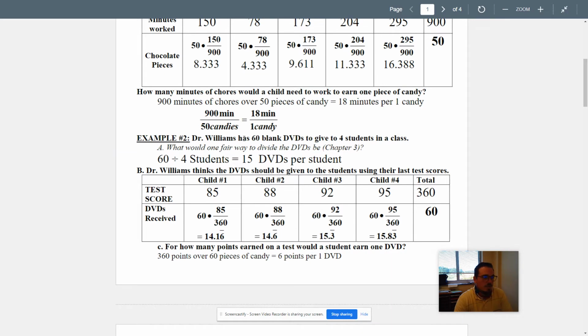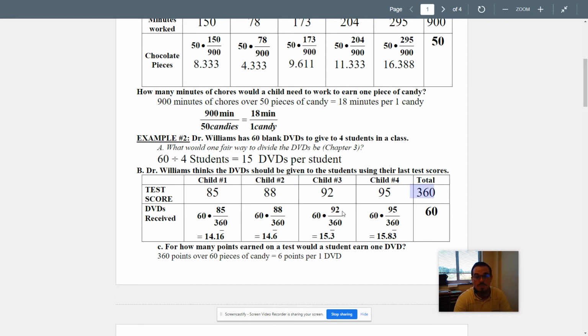It says Dr. Williams has 60 blank DVDs to give to 4 students in a class. So 60 blank DVDs to give to 4 students. So what would be one way to divide the DVDs? Well, one way is just 60 divided by 4, which is 15 DVDs per student. However, Dr. Williams thinks that the DVDs should be given to the students based on their last test scores. So, based on what Dr. Williams is thinking, he's taking everybody's test score and adding them up to get the total.